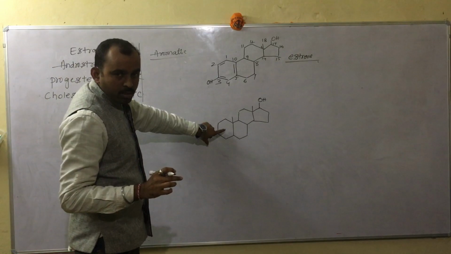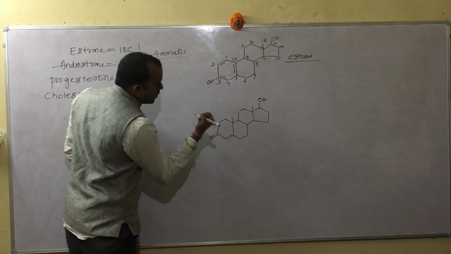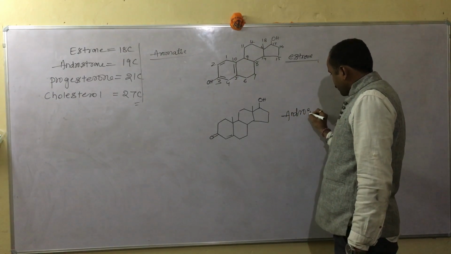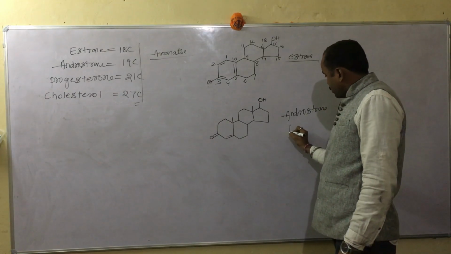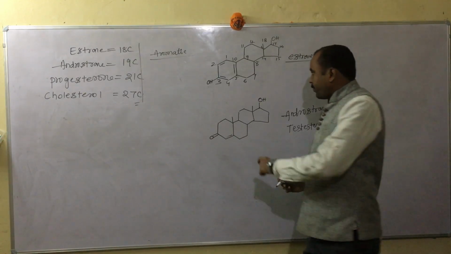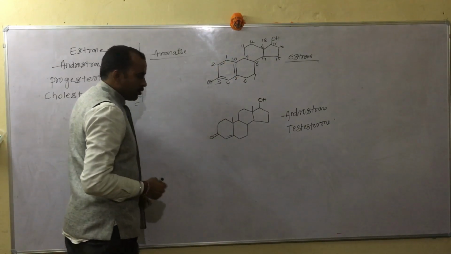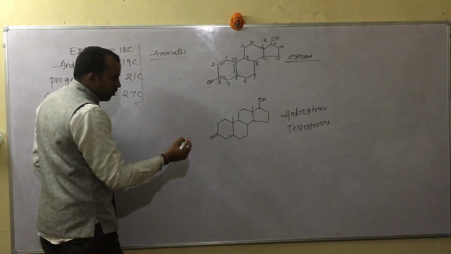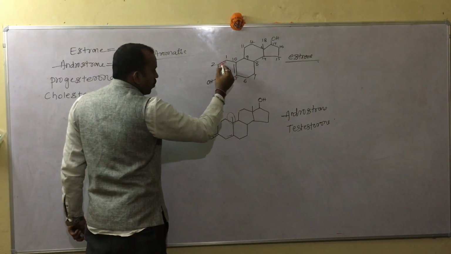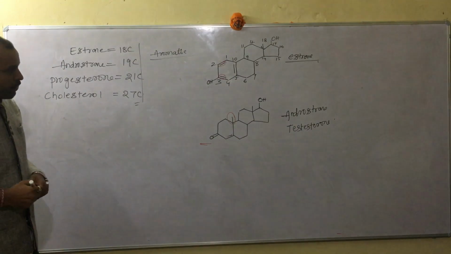Now this is non-aromatic. So what happens? These 2 double bonds will go to this one, and you have a structure like this. And this one is androstane. You can also name it as testosterone. Okay. So what is the difference between these two? You have one more carbon extra, that is your 19th carbon. So this is the fundamental difference, one carbon extra than estrane, and the 2 double bonds have gone to this one. So this is your androstane. Okay.